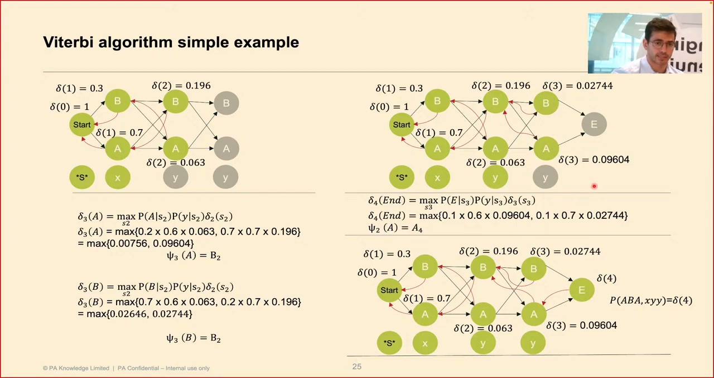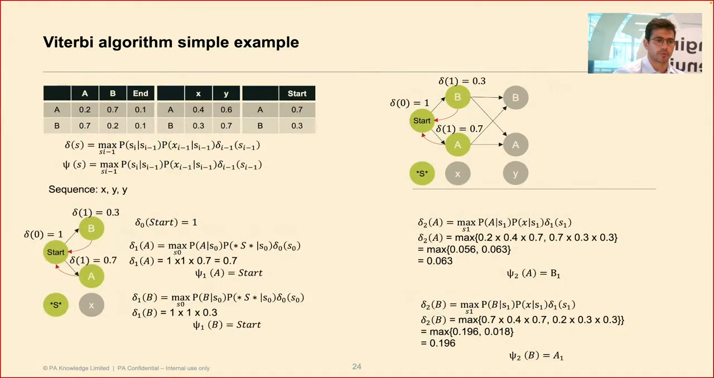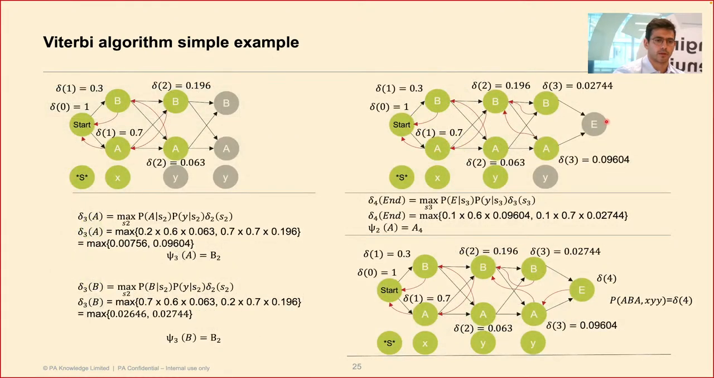And then we have the last state, which is the end state. The 0.1, again, will come from the probability transition matrix here. Since there are two options here, since we have A and B, we'll calculate them both. The best possible solution is A on time step four, and this will be our final result from the end state to A, B, A, and the probability of that is equal to delta four.